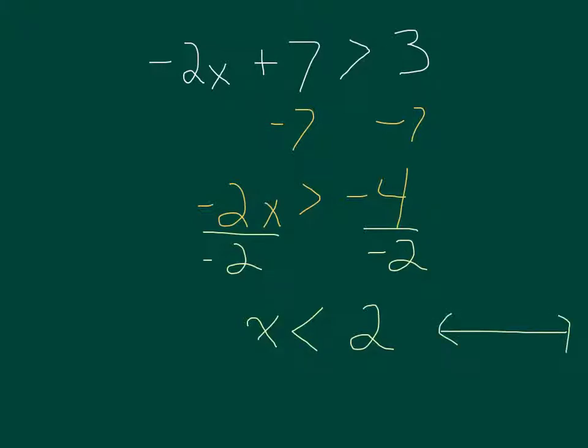So that's the one major difference between solving an inequality and solving an equation, other than the number line itself and the graph of the solution: when we divide by a negative number, the inequality sign has to flip directions. So I'll put my open circle at 2 again, I'll shade to the left, and that would be an appropriate graph of my solution.